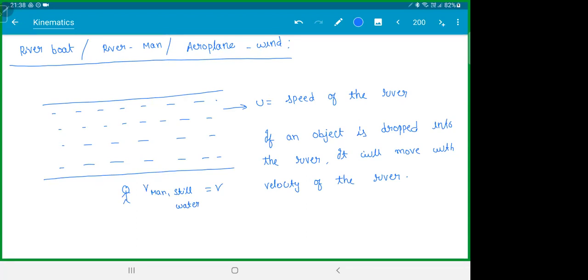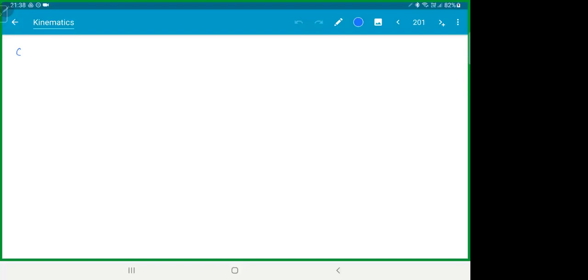Now let's see the different cases in this. Case 1, man swims along and opposite to the river.